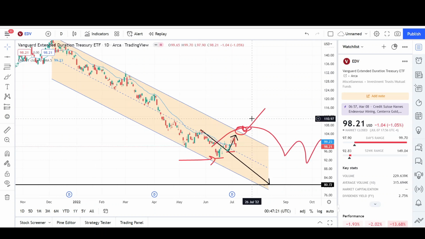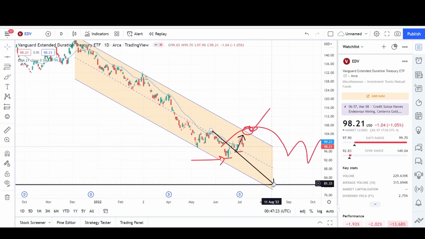So that's what shorts are thinking. They're looking for these targets. If the price action reverses, then they're going to start getting out and lock in profits.